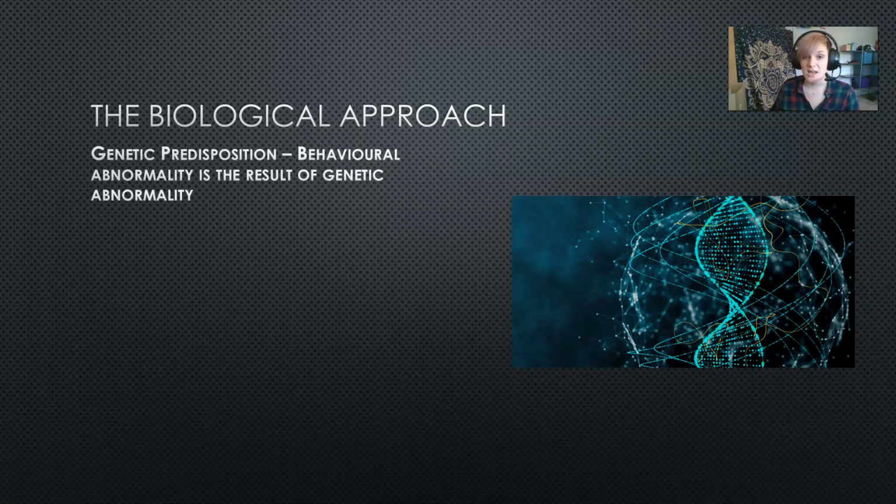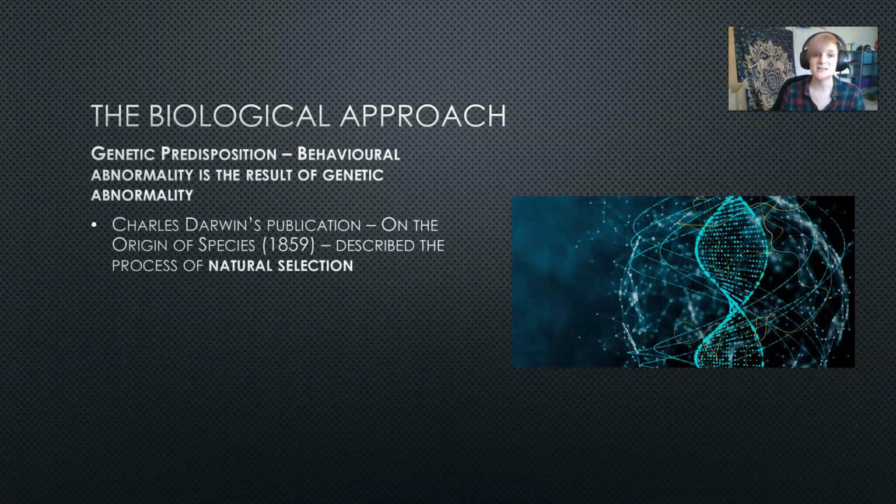Finally, we have genetic predisposition. So behavioural abnormality is the result of genetic abnormality. Charles Darwin published On the Origin of Species, and this described the process of natural selection, so how behaviours can be passed down from generation to generation and physiological aspects of ourselves can be passed down from generation to generation.